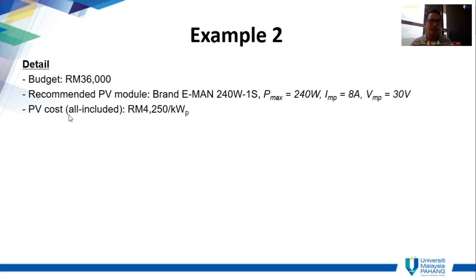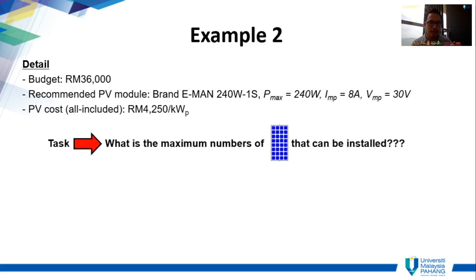Okay, let's say the PV cost, the F_cost, all included installation, module, inverter, everything, is 4,250 ringgit Malaysia per kilowatt peak. In a 1 kilowatt system, you need to pay 4,250 ringgit. It means that your task now: what is the maximum number of solar modules that can be installed? The target is still the same. How many modules can we put on that specific area within this limited budget.